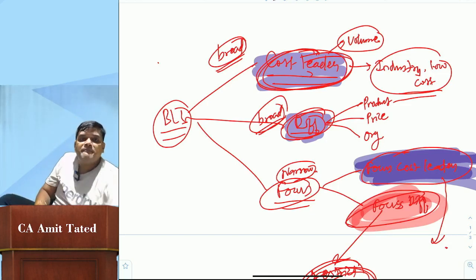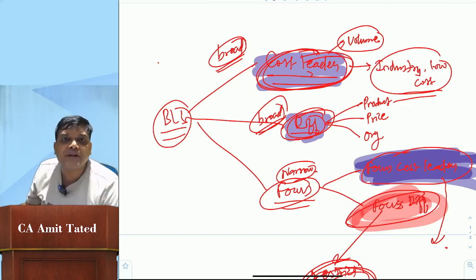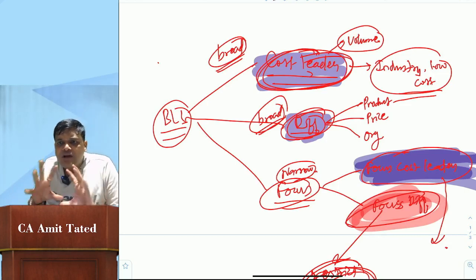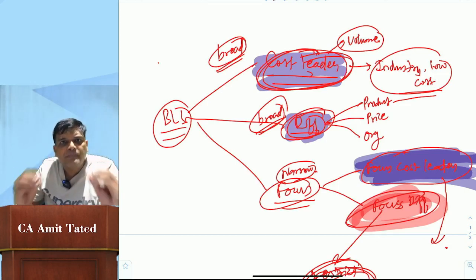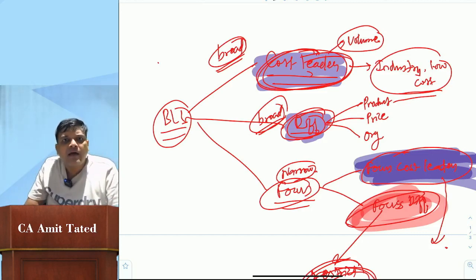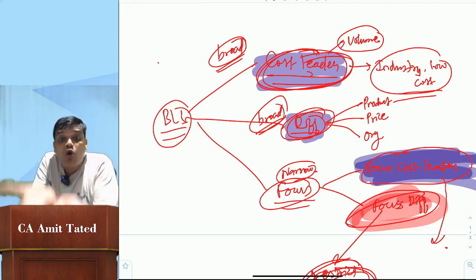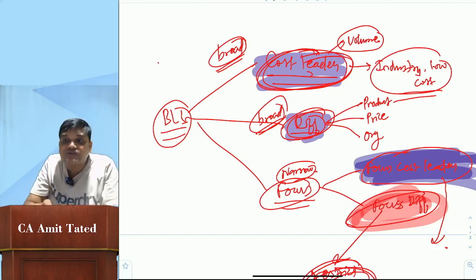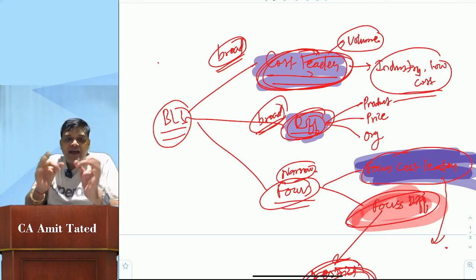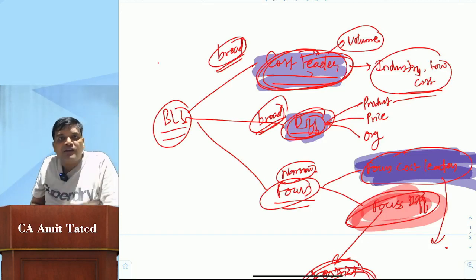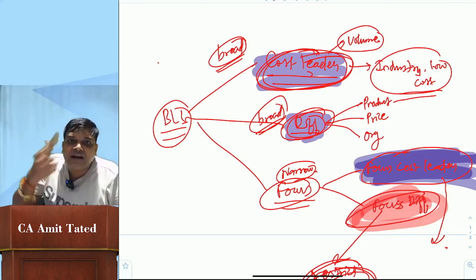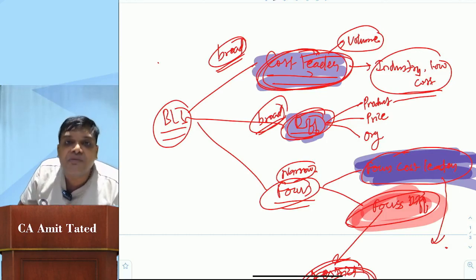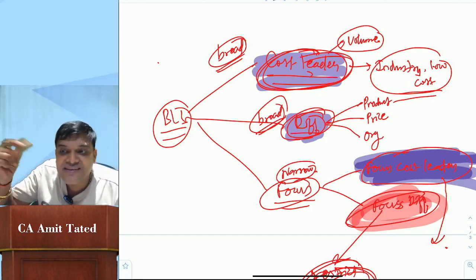Okay, if I'm preparing Hawaii chappals for old age people, now it is not focus differentiation, it is differentiation only. If I'm preparing a chappal for an old age person, it is for old age person only. But how I'm making it available to old age people will decide focused differentiation. If I say this particular old age chappal will be available only in one store, not everywhere, now this strategy will be focused differentiation.